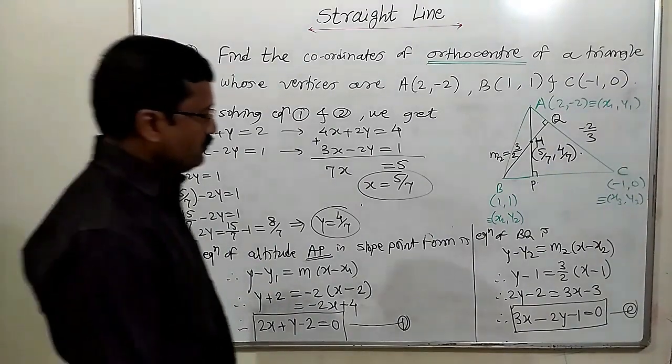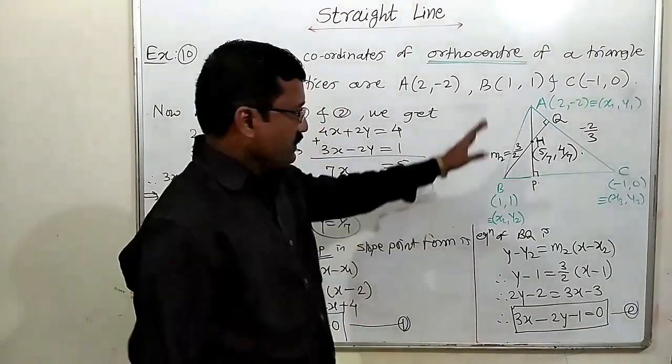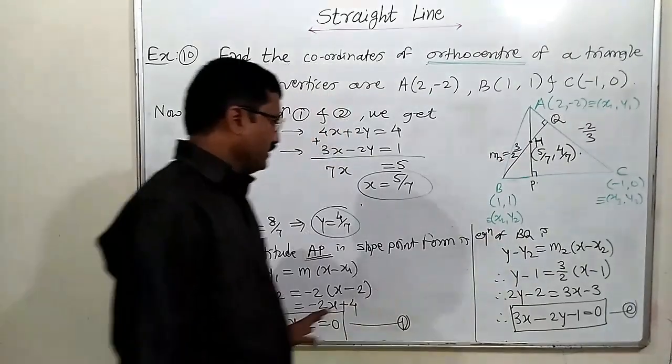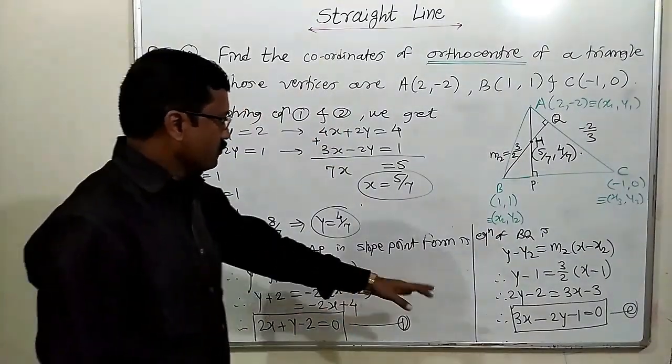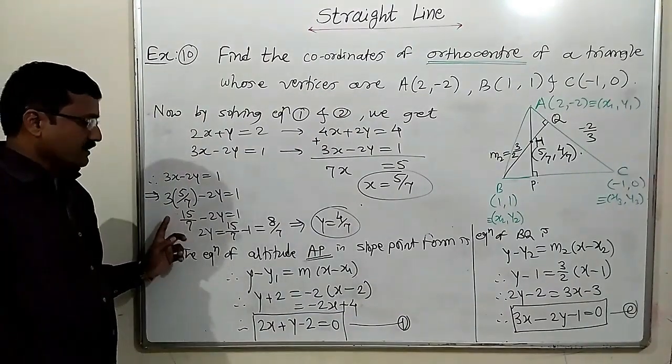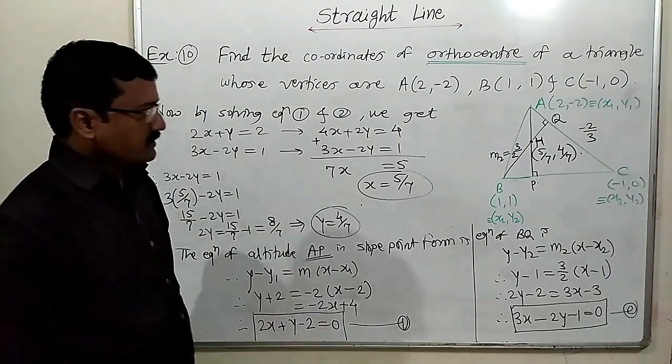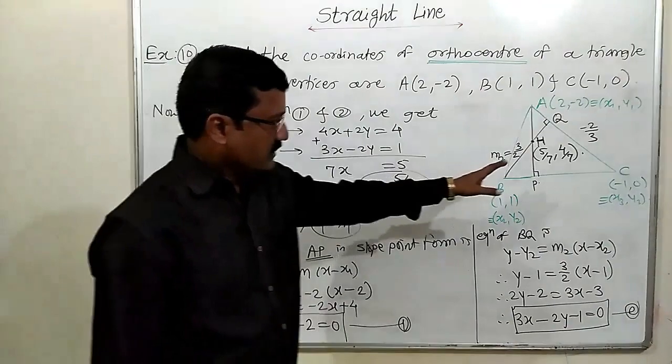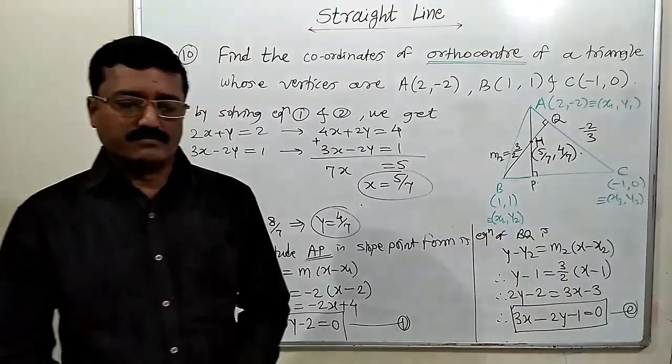No need to find the equations of 3 altitudes. Just find equations of any 2 altitudes and solve those 2 equations simultaneously. You will get the coordinates of orthocenter. Here we get 5 by 7 and 4 by 7.